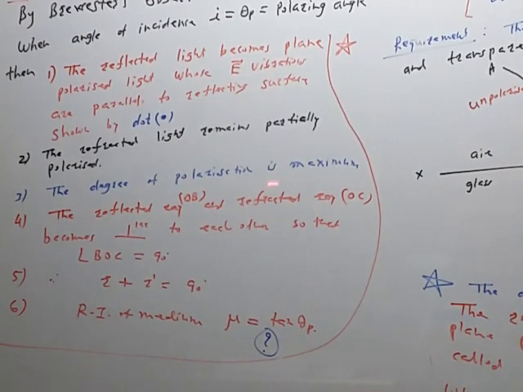The reflected ray OB and refracted ray OC become perpendicular to each other, so that angle BOC is equal to 90 degree. R plus R dash is equal to 90 degree. R is the angle of reflection, R dash is the angle of refraction, and the refractive index of the medium mu is equal to tan of theta p. So out of these properties, this property can be observed by using the analyzer.